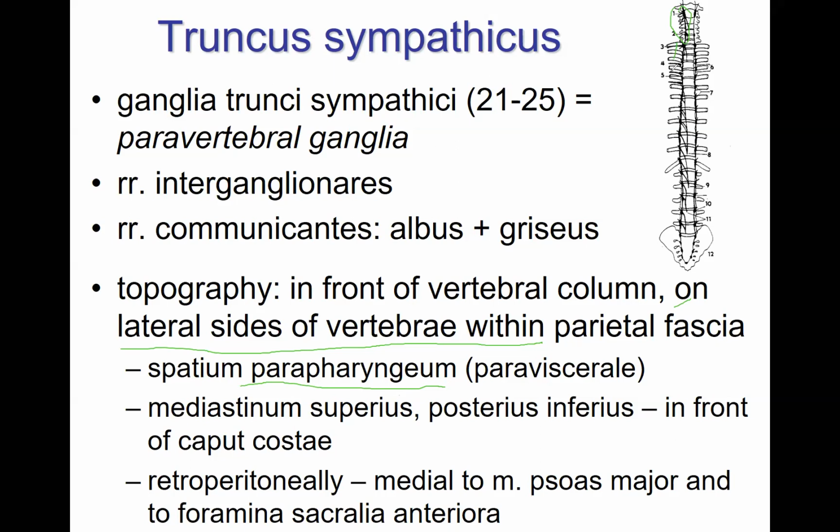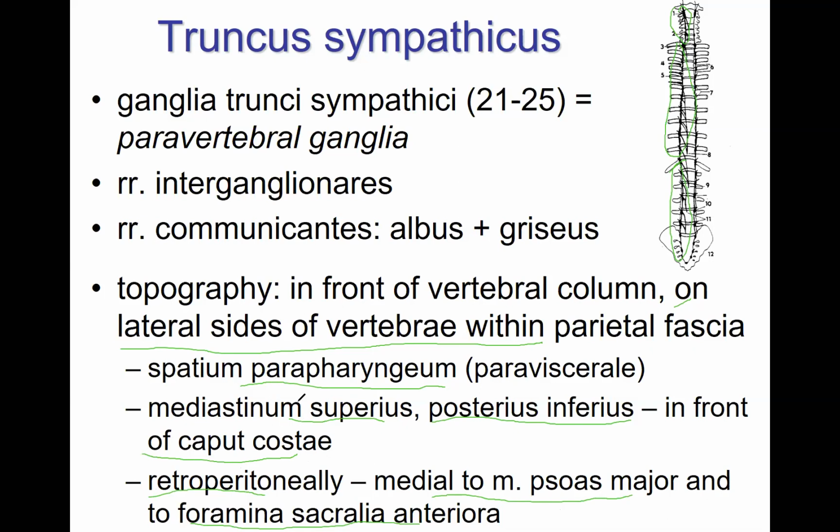Then it gets into the thoracic cavity, and in the thoracic cavity it's located dorsally in the superior mediastinum and of course in the inferior as well, so in the posterior inferior mediastinum. And precisely it's located in front of the head of the rib. Yeah, so we are then oriented, it's in front of the head of the rib. When we get here down, we are in the retroperitoneum, yeah, and it's medial to psoas major and medial to the opening of the sacral bone, so opening to anterior sacral foramina. So this is topography, just to understand it.